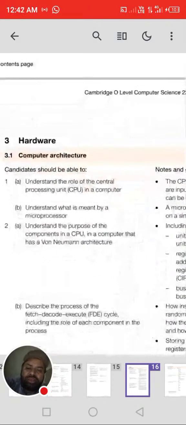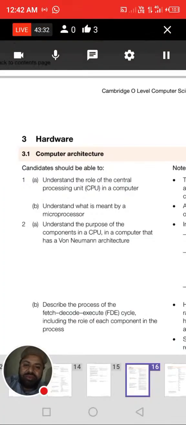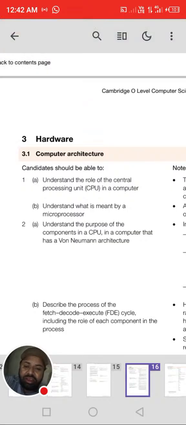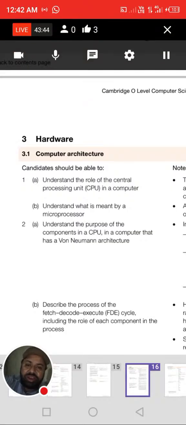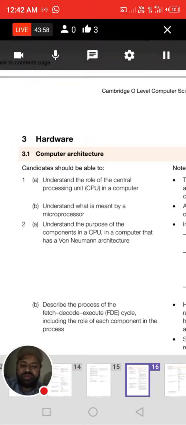So, dear students and learners, we have reached the hardware. I think for today it's enough. We will continue from here, and we will see hardware, and we will try to cover these syllabus concepts in 2 to 3 lectures. Then we will move forward with a lecture for each topic. And I hope you have got some valuable information from this lecture.